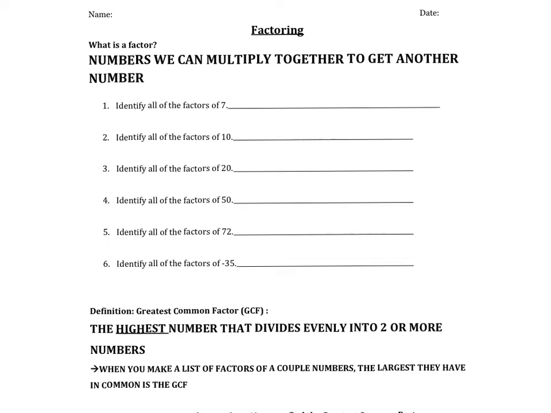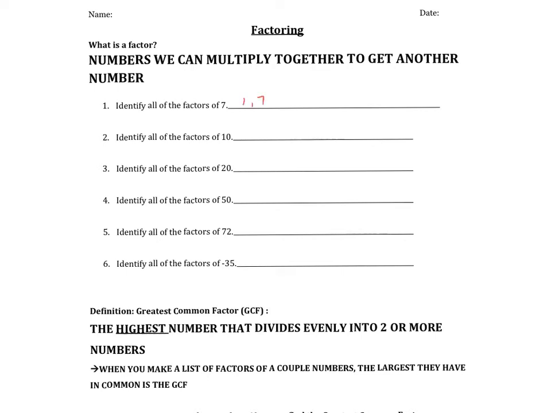So what a factor is: numbers that we can multiply together to get another number. Every number has two numbers that we can multiply to get that number. Now, I know that's a little wordy, but I'm going to show you how we identify factors of a number. So, for 7, there is only one set of factors, and that is 1 and 7.